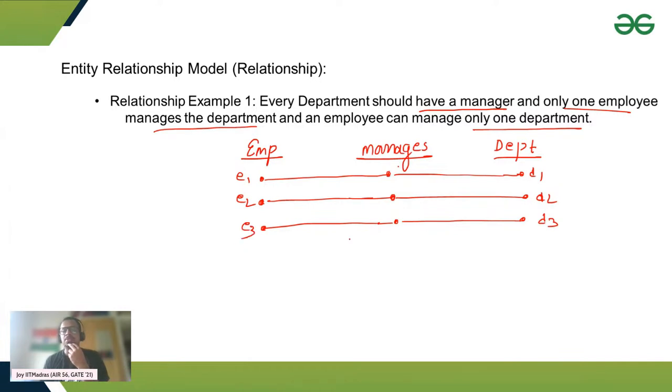Okay, and we have these three departments. Now it is not told that there cannot be employees who do not manage a department. It is not told that every employee should manage a department, right? So there can be other employees who are just employees, not the managers. So we can have E4, E5, employees that are not managing any department, right?